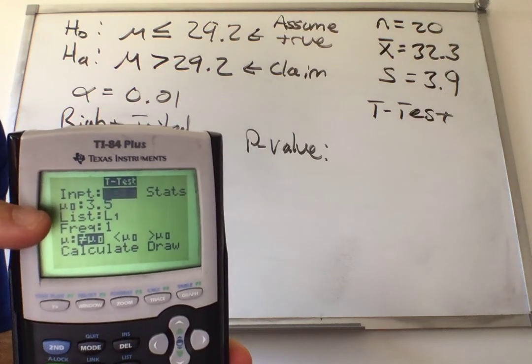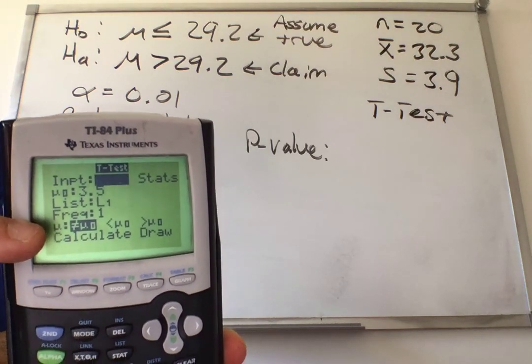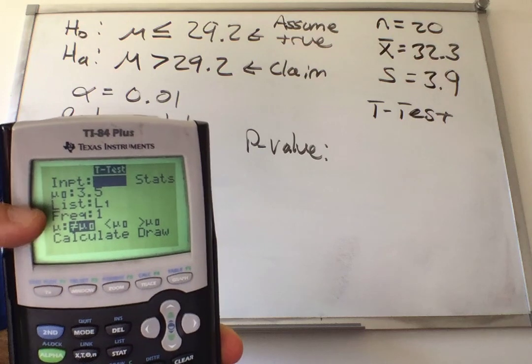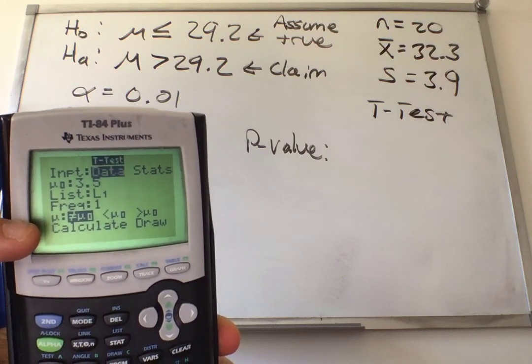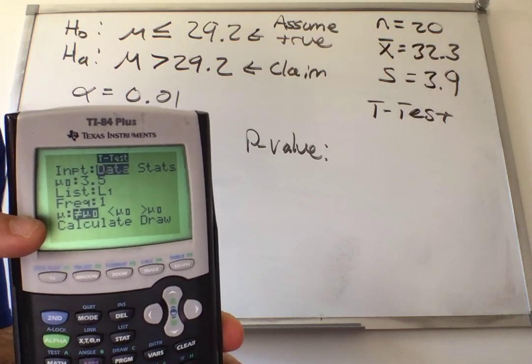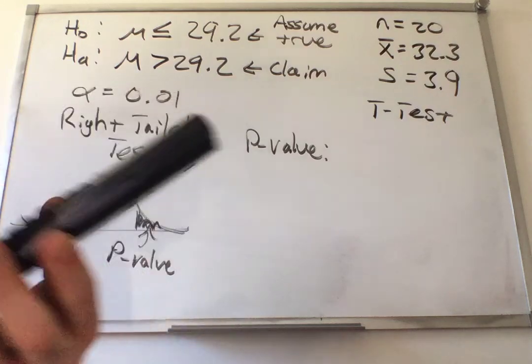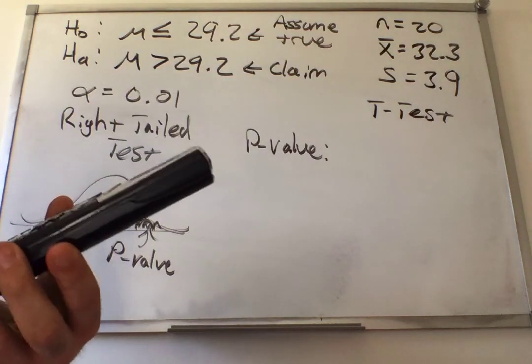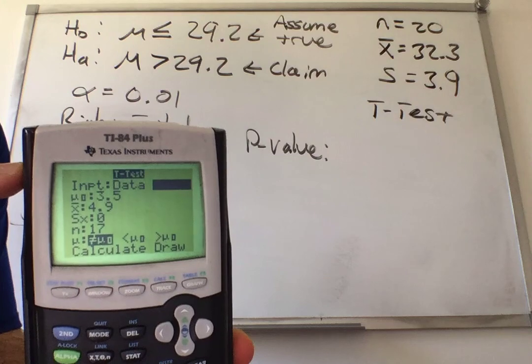Now you can enter in raw data, okay? Null hypothesis, you put your raw data in list 1. Frequency list, just 1, unless you have a frequency distribution table. On the bottom here, you choose left tail, right tail, or two tail test. We're not going to do that, okay? We're just going to use statistics.